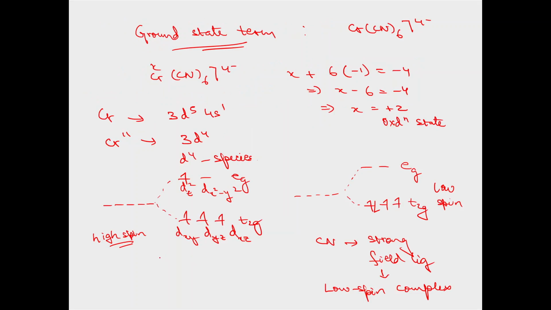There are 4 unpaired electrons. That means S will be, we also know that S is n by 2, right, where n is the total number of unpaired electrons. So here half plus half plus half plus half, that is 4 by 2, which is equal to 2. So 2S plus 1 would have been 2 into 2, 4, plus 1, that is 5. And L would have been, for this case, 1, 2, 3.